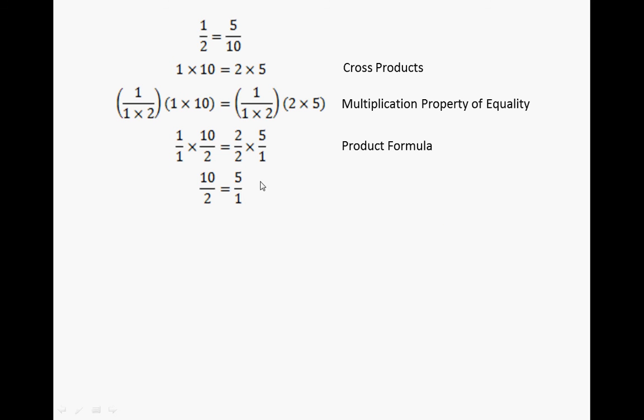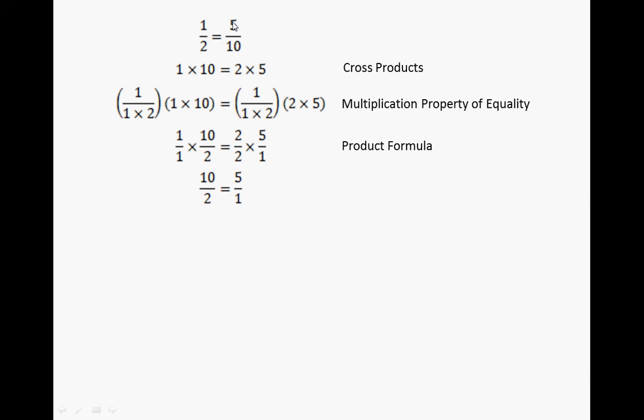So now, since 1 over 1 is 1, that effectively sends that away. We still are left with 10 over 2, and the 2 over 2 is 1, so we're left with 5 over 1. Well, 10 halves is the same as 5 over 1. But notice what has happened.